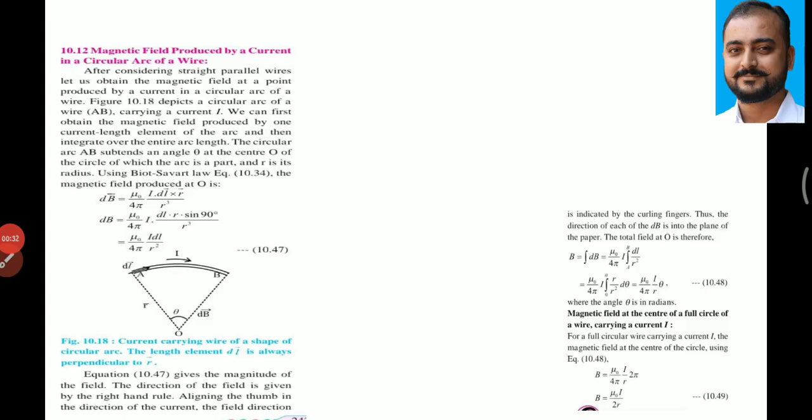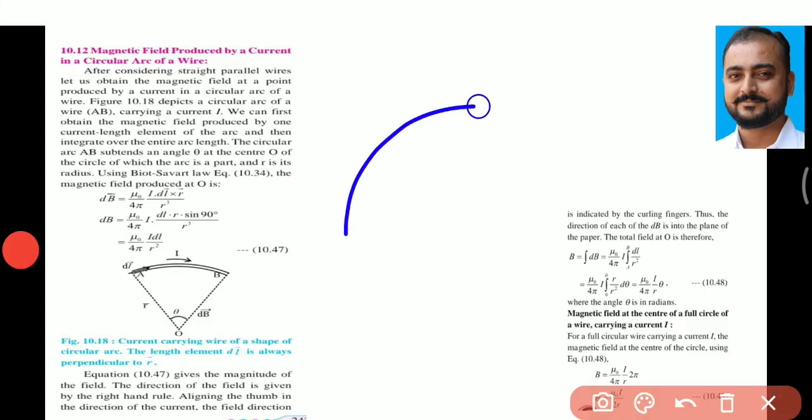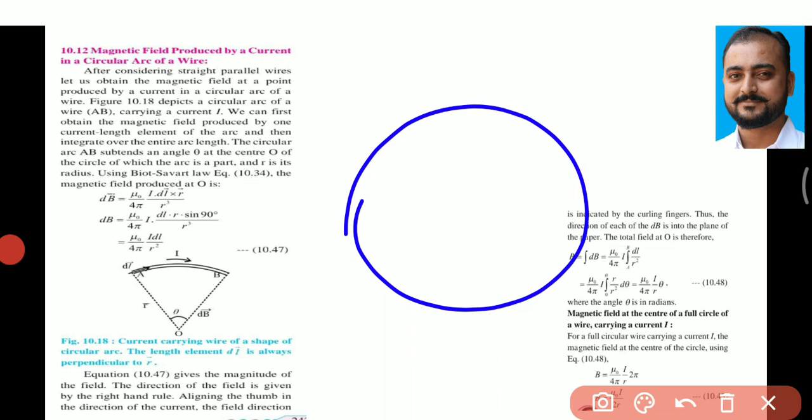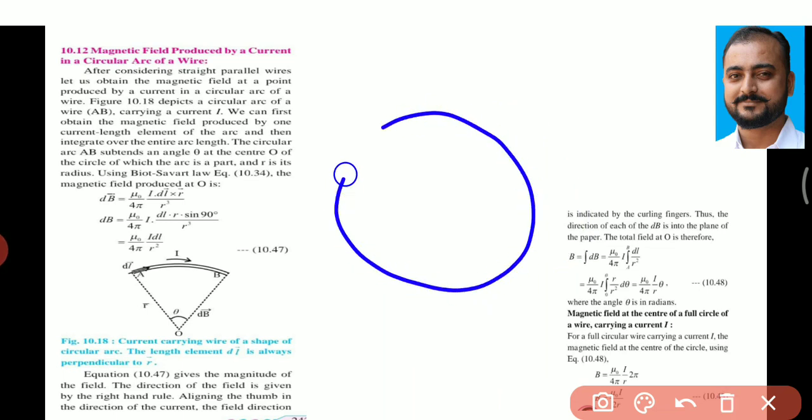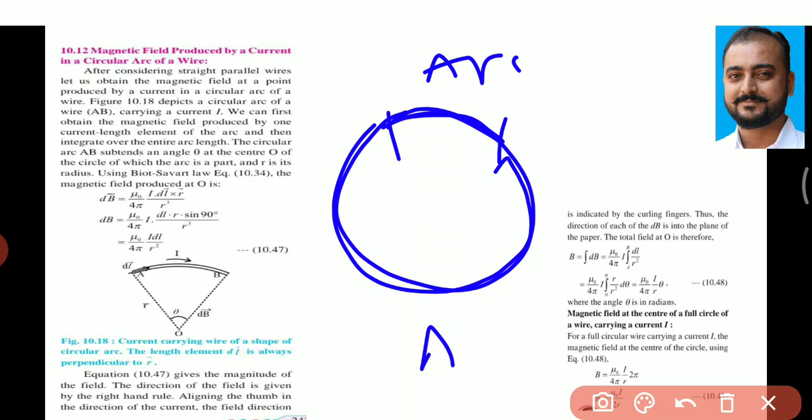So, first thing, what is an arc? Arc simply means a part of a circle. As you know, a part of the circle is called an arc. This is also an arc. You studied this in your mathematics.